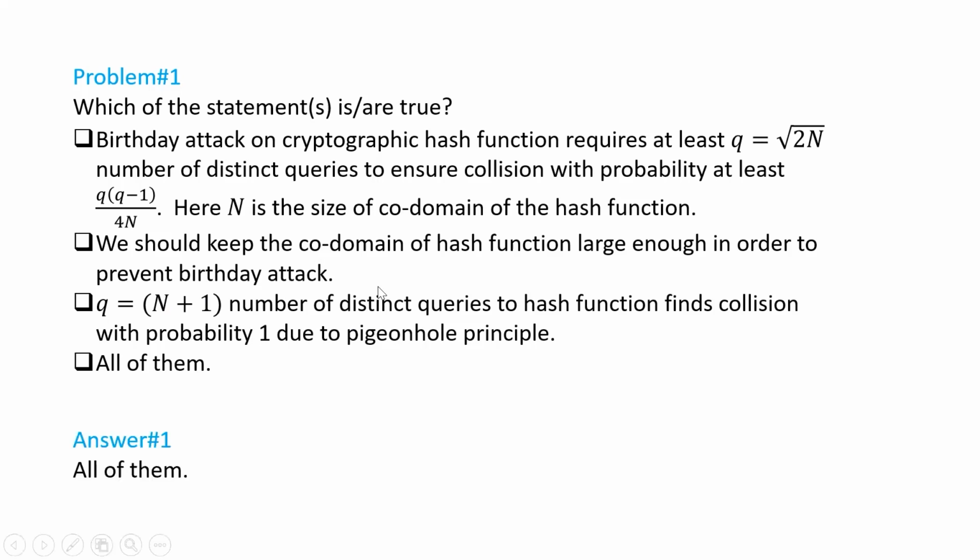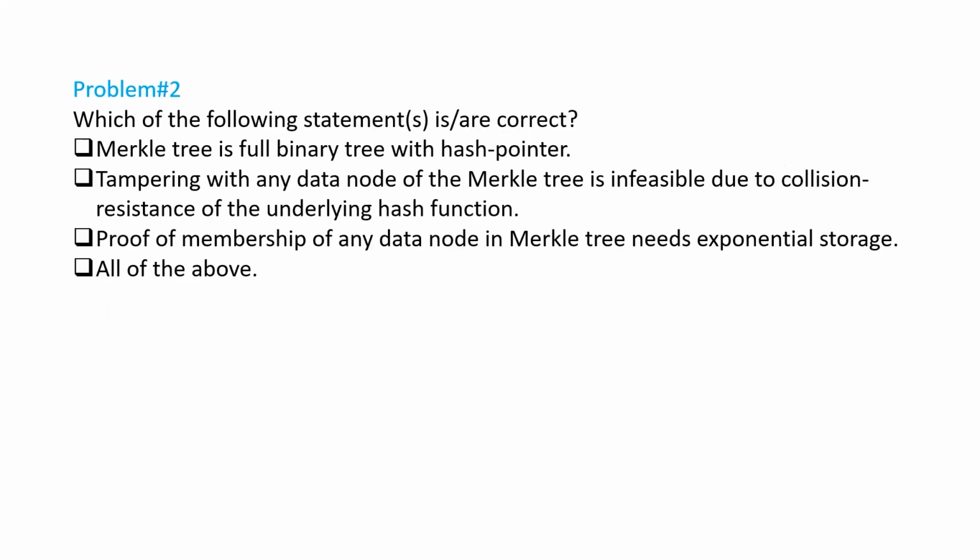Okay, proceeding to the second problem. Which of the following statements is or are correct? Merkle tree is a full binary tree with hash pointer. Tampering with any data node of the Merkle tree is infeasible due to collision resistance of the underlying hash function. Proof of membership of any data node in Merkle tree needs exponential storage. And all of the above.